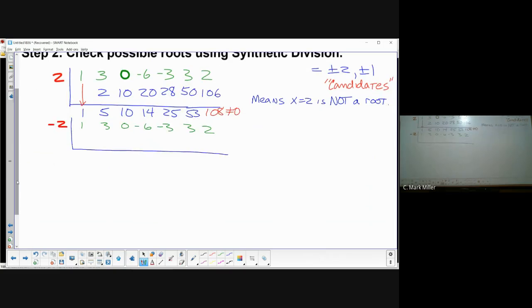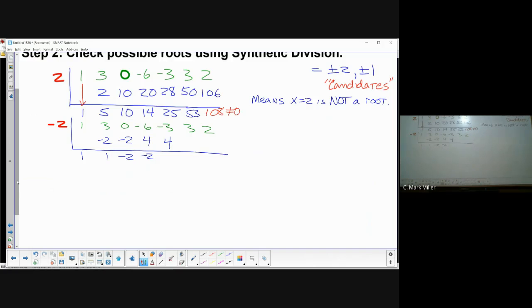Let's do the same thing again. Bring down the 1, 1. Minus 2 times 1, minus 2. Add. 3 minus 2 is 1. Minus 2 times 1, minus 2. Add. Minus 2. Minus 2 times minus 2 is a positive 4. Add. Minus 6 plus 4, minus 2. Minus 2 times minus 2 is a positive 4.